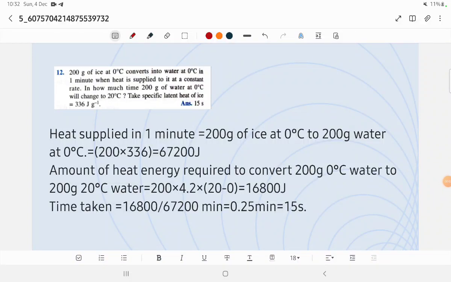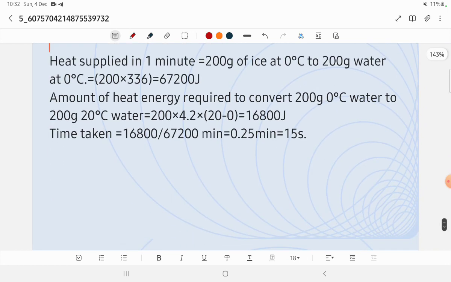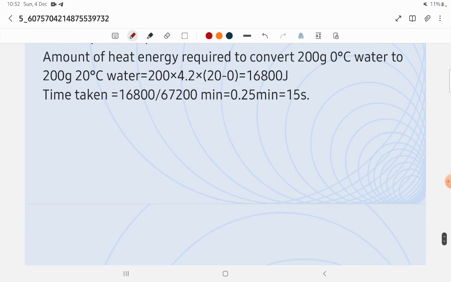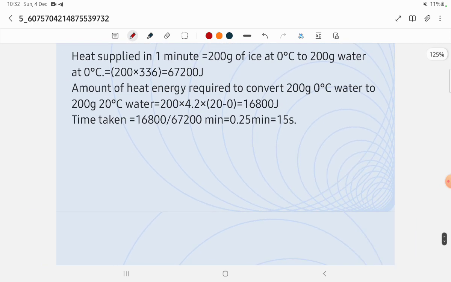So today we are going to discuss the numericals of part B. In this exercise we have to deal with two formulas. That is, when there will be temperature change, when something will be heated up, when I will supply heat energy and there will be a rise in temperature, in that case you will use Q equals mc delta t.